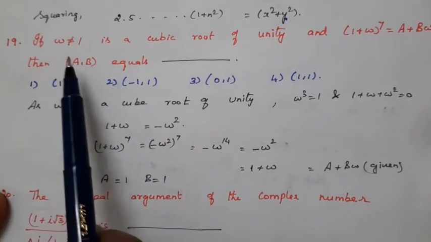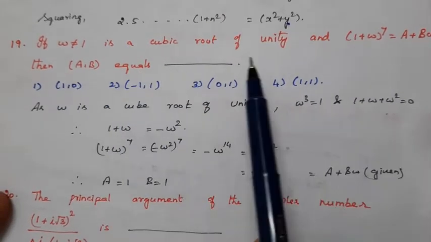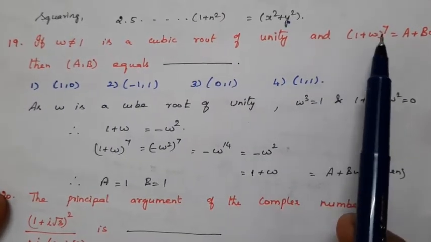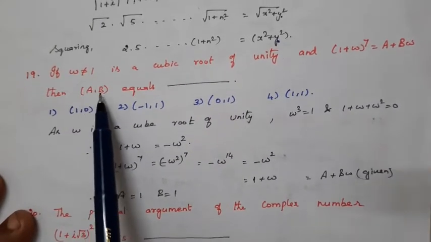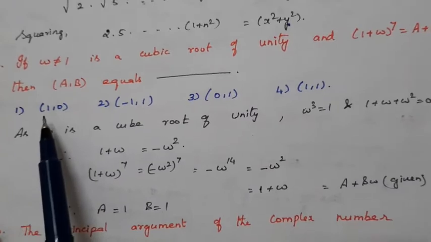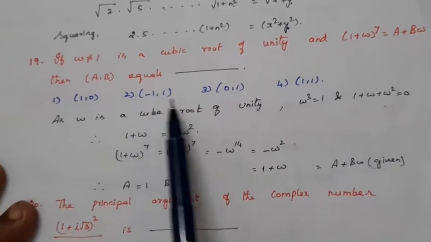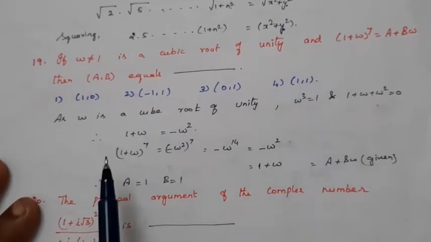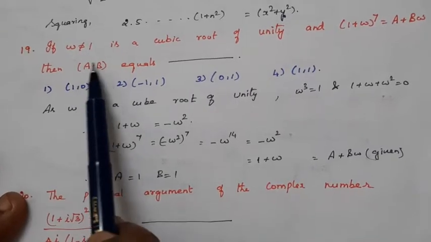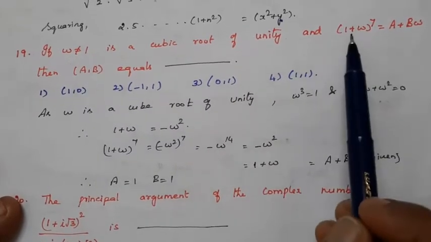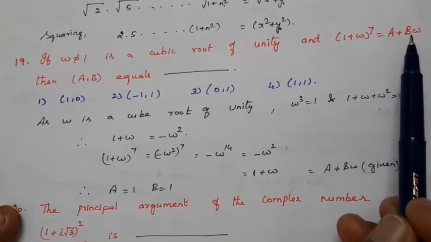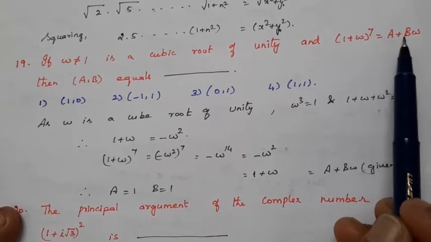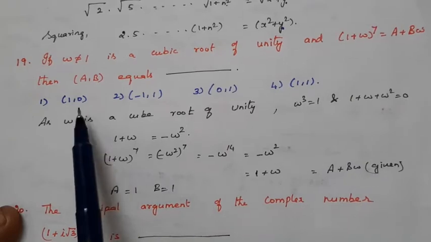Then 19th. If omega not equal to 1 is a cubic root of unity, and 1 plus omega the whole power 7 is equal to a plus b omega, then what is the value of a and b? Options are 1, 0; minus 1, 1; 0, 1; and 1, 1. So we are going to find out what would be the value of a and b. That means you have to express 1 plus omega power 7 as a constant plus some omega term, so that a and b value will be equal to either one of the options.